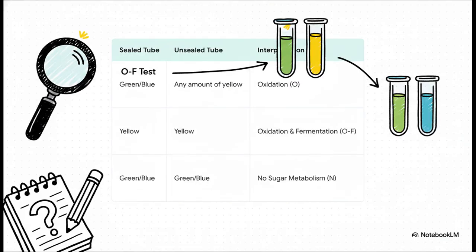So here it is, our detective's codebook for the OF test. If only the unsealed, oxygen-filled tube turns yellow, we've got an oxidizer. If both tubes go yellow, then it's a fermenter. And hey, if neither one changes color, well, that just means our suspect can't metabolize that sugar at all. And just like that, clue number 1 is officially in the logbook.